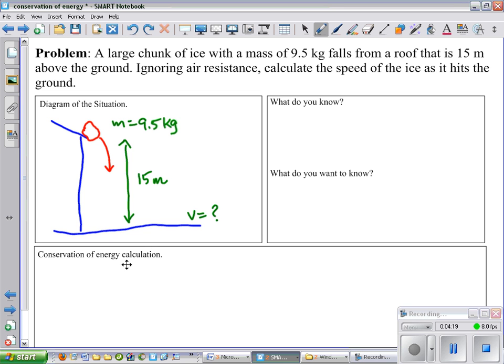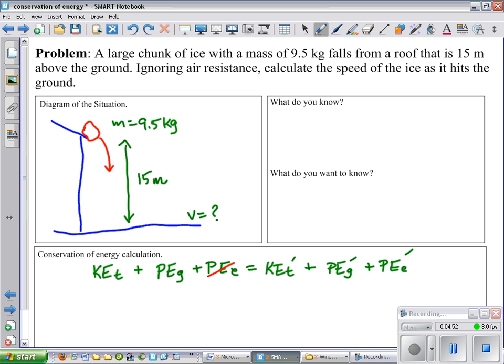Let's think about our energy equation. We had kinetic energy translational plus potential energy gravitational plus potential energy elastic equals the same three terms after the ice falls. So we have ice teetering on the edge of the roof, ice hitting the ground, and we're comparing those two situations. Let's find out what's 0 first.